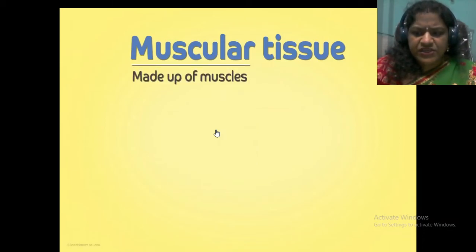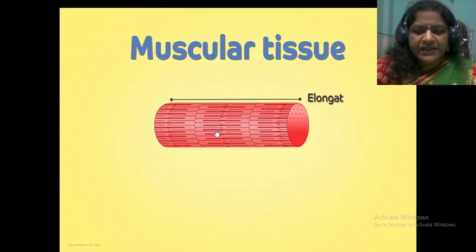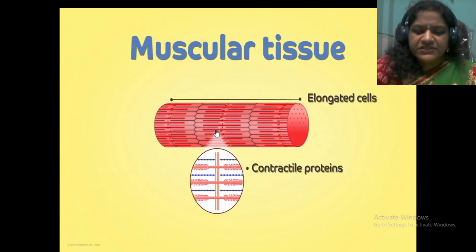As the name suggests, muscular means made up of muscles. The cells of this tissue are elongated and contain contractile proteins like actin and myosin, which themselves contract and relax, thus enabling us to do the same.